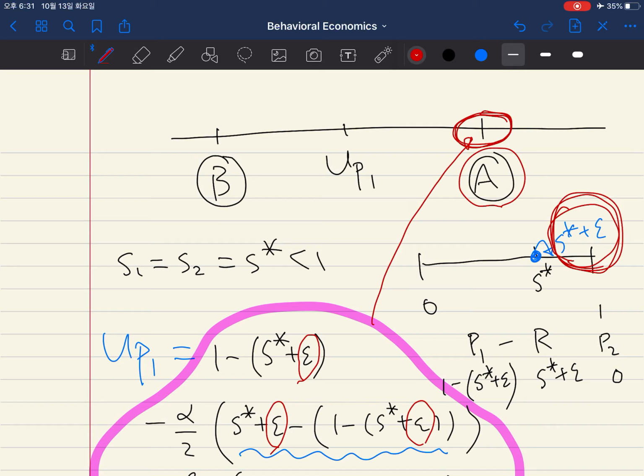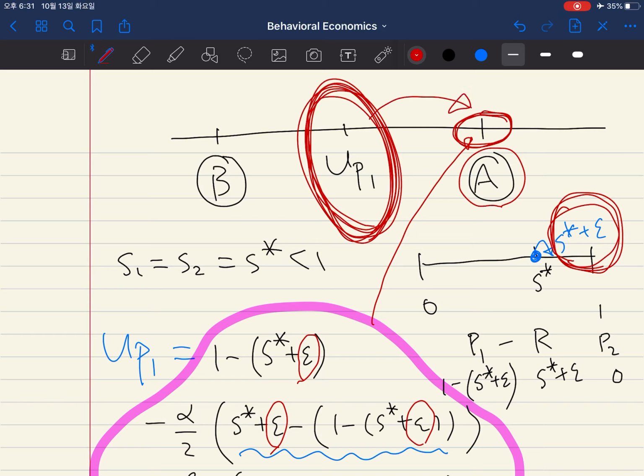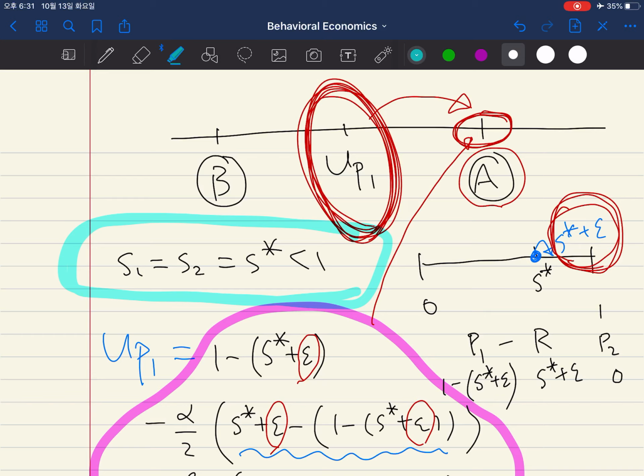But under the current situation, first proposal's payoff is here. Therefore, we can see that under the current situation, first proposal's payoff is here. But if first proposal changes its choice to S star plus epsilon, we can see that his payoff is increasing. Therefore, this current situation cannot be an equilibrium because first proposal has an incentive to change his choice.